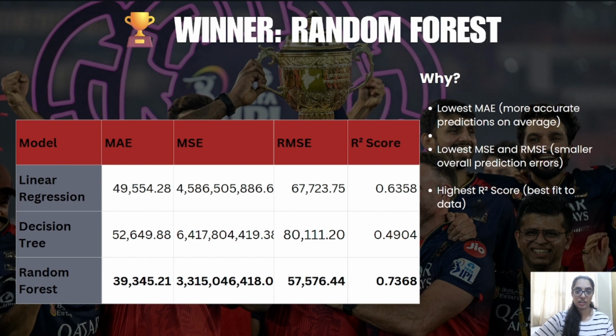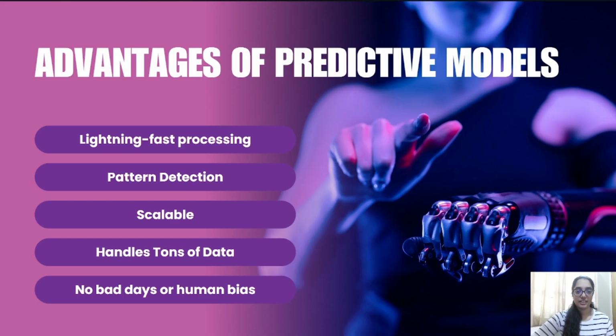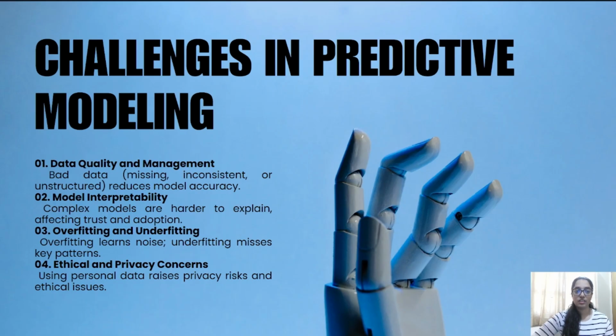Let's talk about advantages of predictive models. Lightning fast processing, pattern detection, scalable, handles tons of data, no bad days or human bias. Challenges in predictive models: data quality and management. There might be missing data, inconsistency, unstructured data, which reduces the accuracy of the model. In our previous example, you can see that there was no missing data.